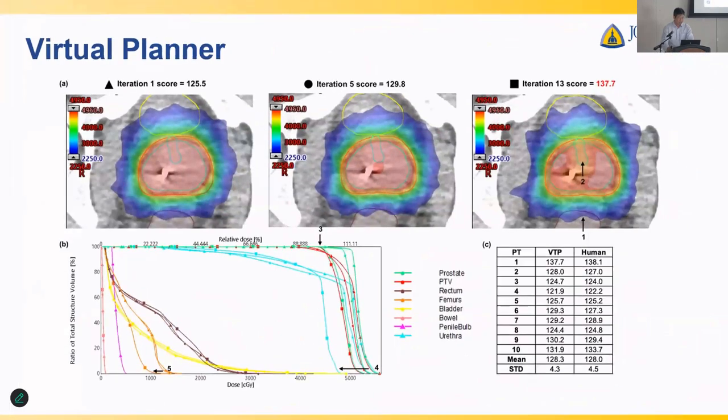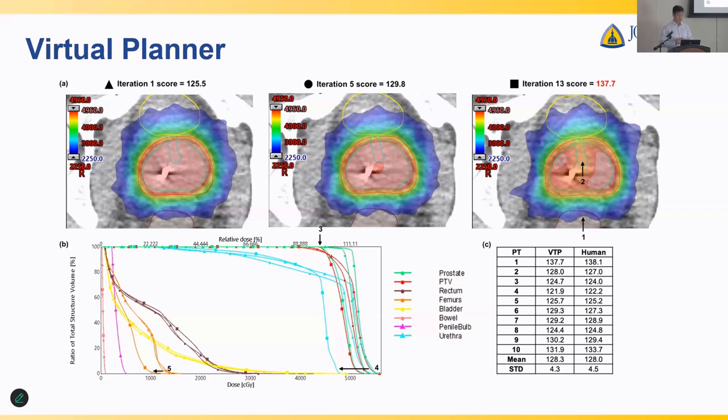So with this, we got some initial success. This is one of the early phase cases where we tried to plan a prostate case. In the middle is a prostate cancer. The goal is to give enough dose to the prostate, the round-shaped organ. At the same time, reduce the dose to the urethra, which sits in the middle of the prostate.